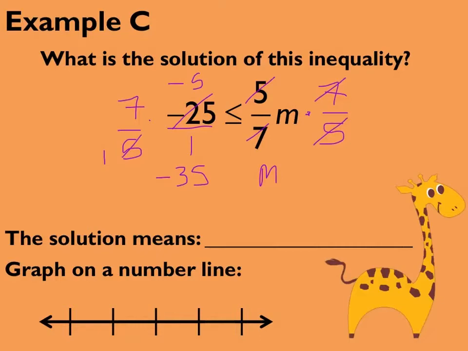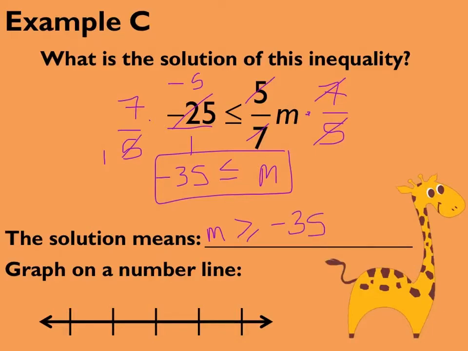Now, in this inequality, we actually multiplied each side of the inequality by a positive number, so we don't need to switch the direction of our inequality symbol. So for our solution, we'll just carry down the less than or equal to symbol. And our solution is negative 35 is less than or equal to m. The solution means that m is greater than or equal to negative 35.